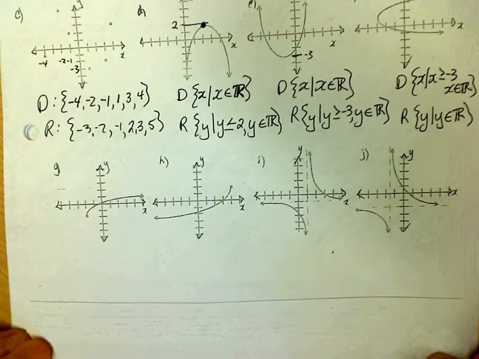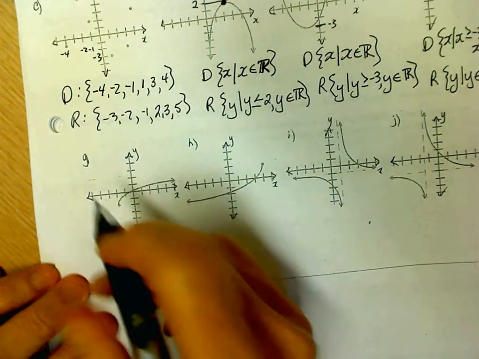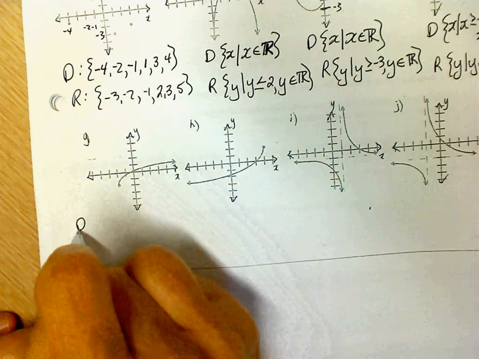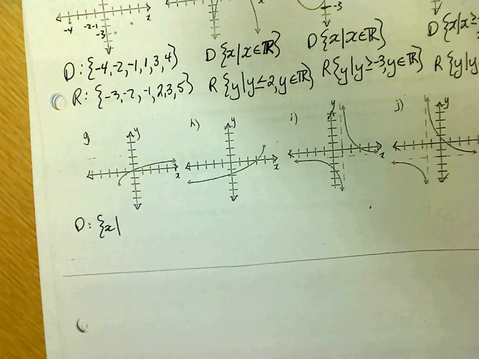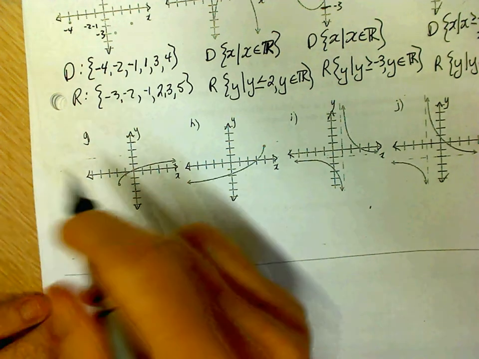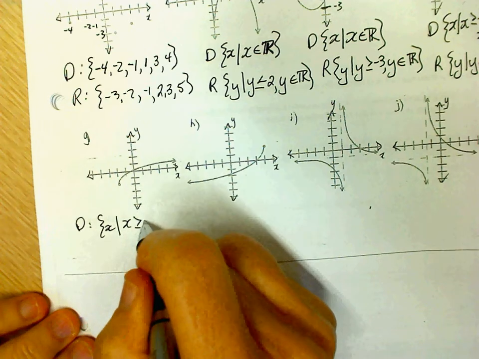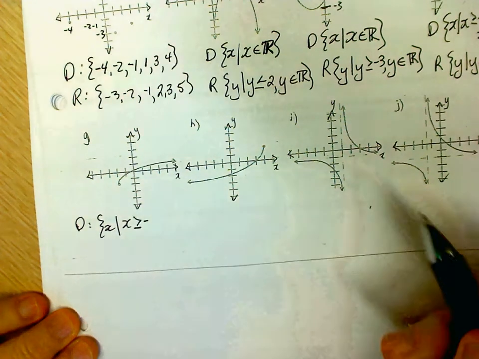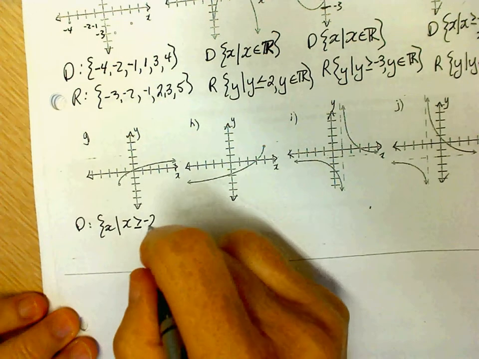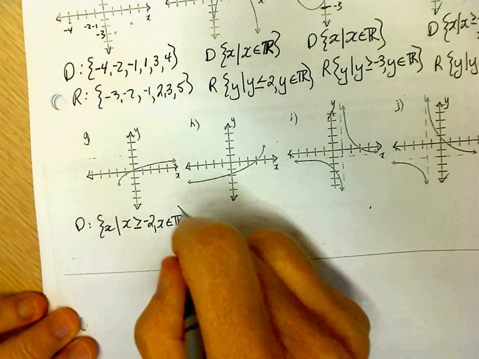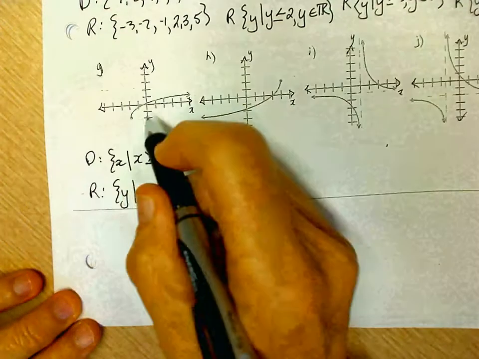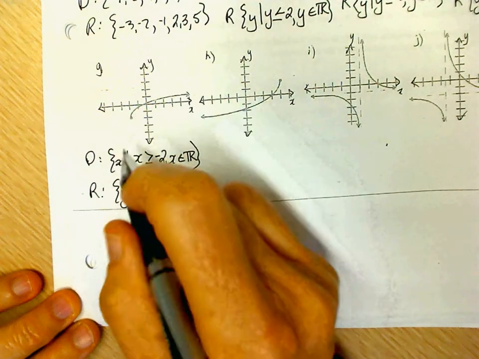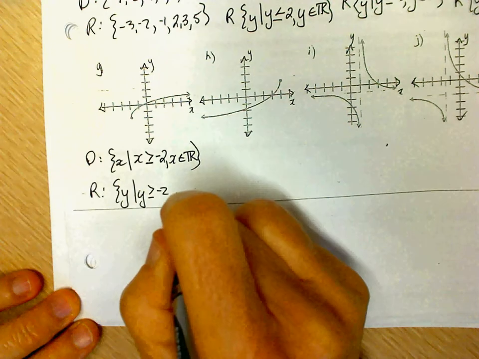Okay. Tell me, what can x be? What is x in this one? Somebody, anybody? Greater than or equal to -2? What about range? So y is greater than or equal to? So far, so good?